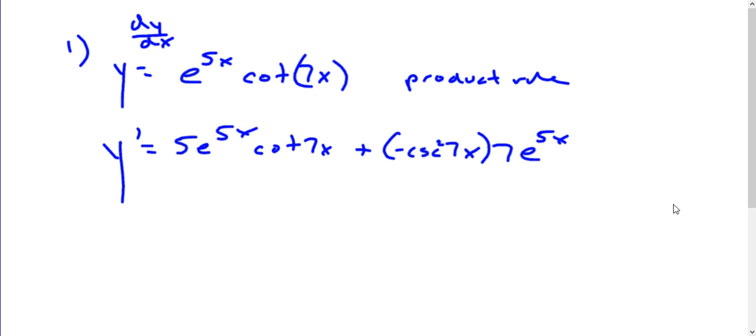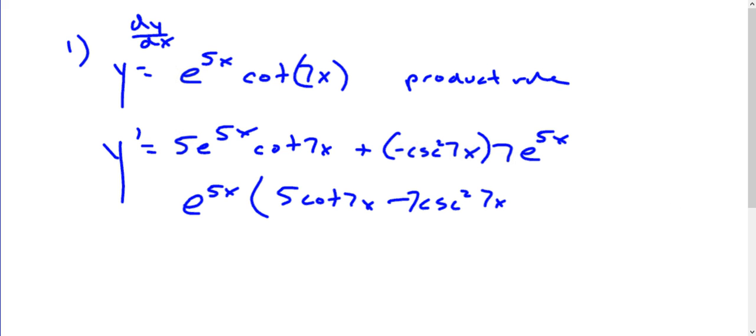If you want to factor out e to the 5x, go right ahead. We have e to the 5x times 5 cotangent of 7x minus cosecant squared of 7x times 7. I'll put that right there, and that is going to be our derivative. All right? Good? Let's try another one.